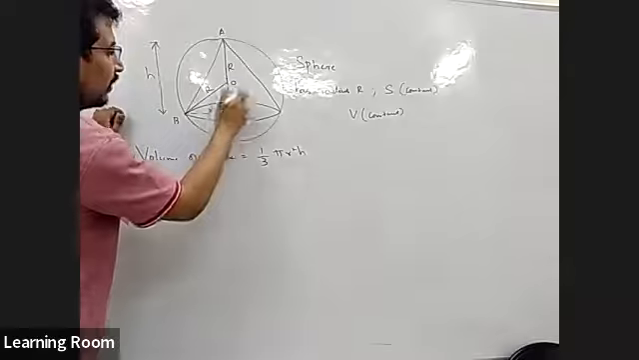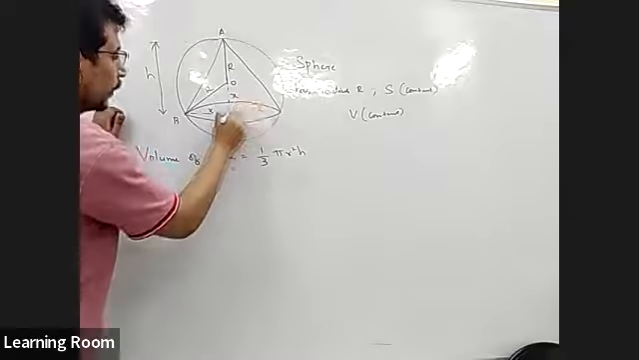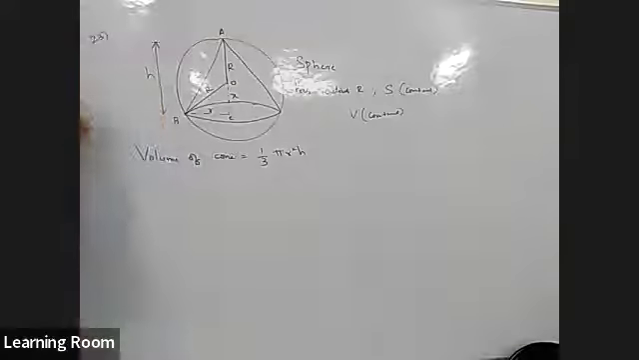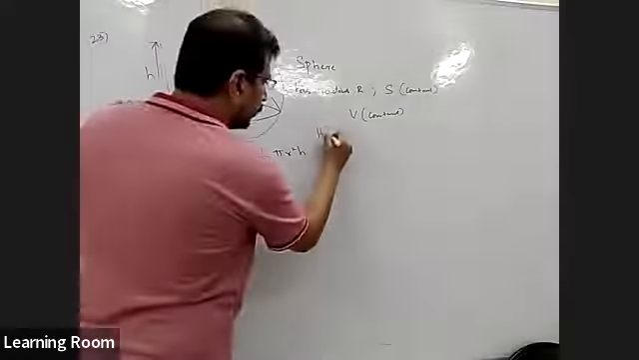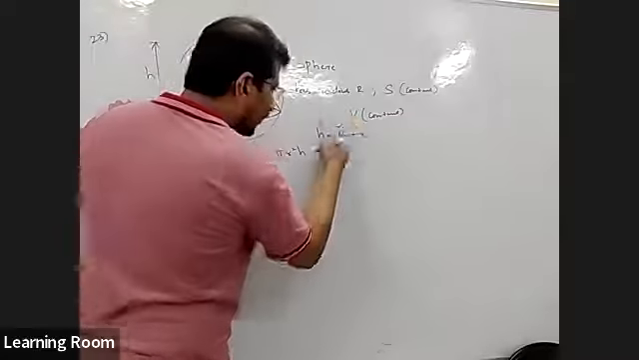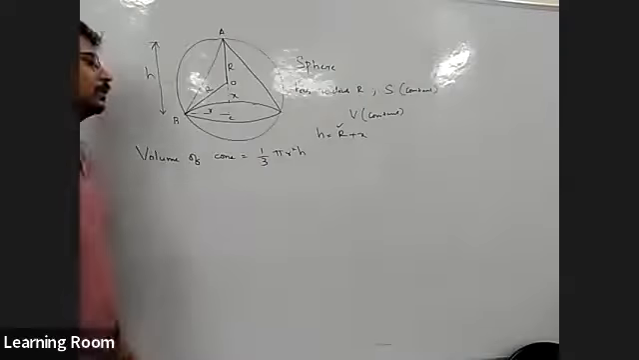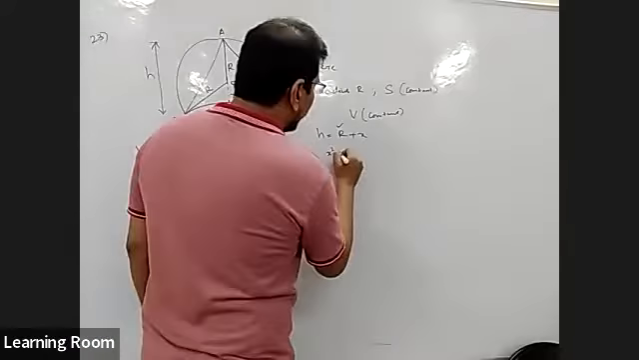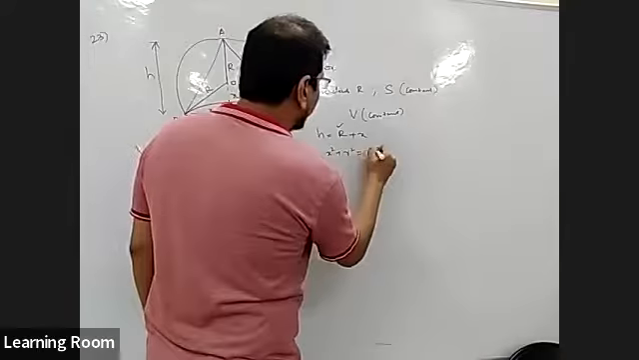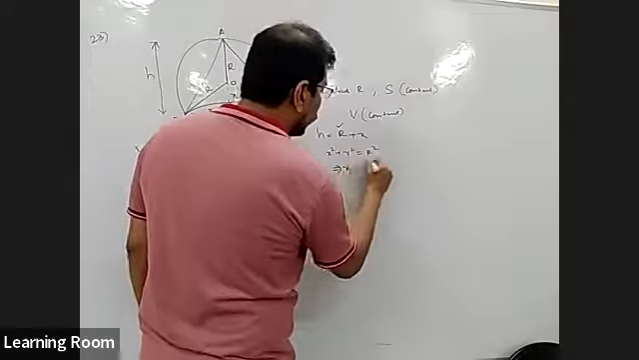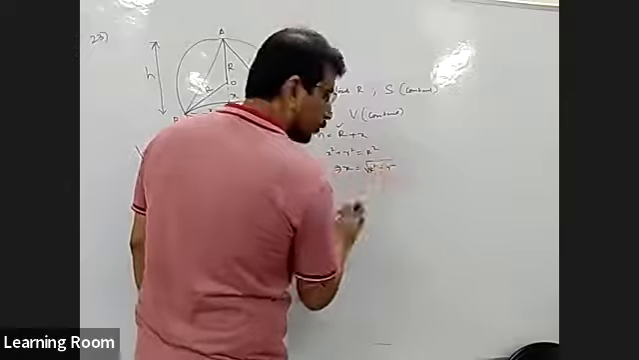You want to take this as x. So small h will be equal to capital R plus x. R is a constant. Small x is a variable. Then x squared plus small r squared will be equal to capital R squared. So x will be equal to root of R squared minus small r squared.